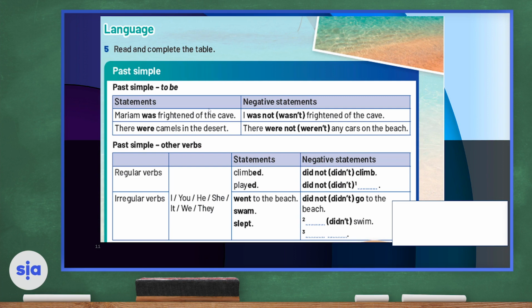So, the statements are climbed, and the negative is didn't climb. Also, played, it should be didn't play. And the irregular verbs for number 2, didn't swim, which is did not swim. And number 3, it will be didn't sleep because it's in the negative. Good job, guys. So, when do we use the past simple tense? We use the past simple tense when we speak about something that happened in the past and is finished. It is not being done anymore.